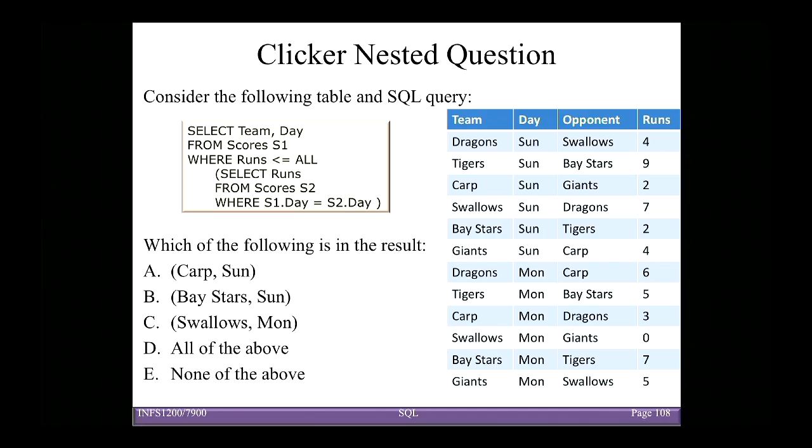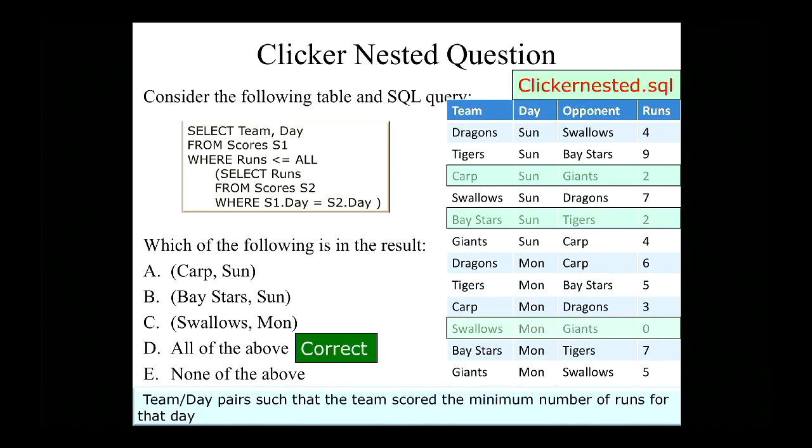All right, so all of the above is the right answer. What is the query saying in English? What are we looking for? Which team scored the least amount of runs on a particular day? So we're looking for team-day pairs such that the team scored the minimum number of runs on that day. How are we looking for that? We're looking for select team, day, where runs is smaller or equal to all of those where the day is the same one.